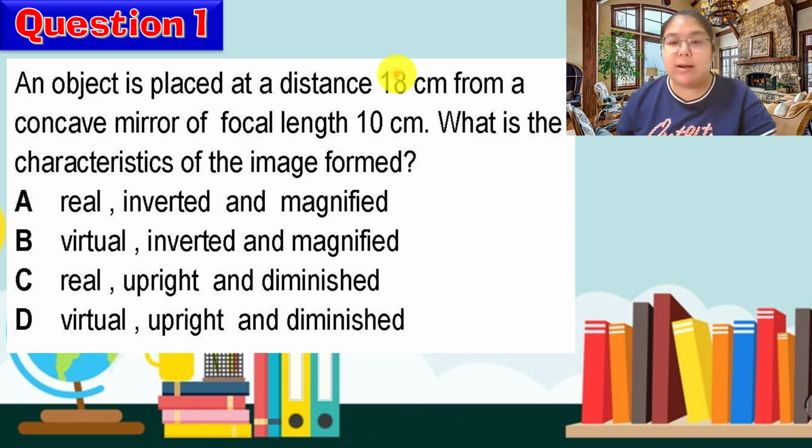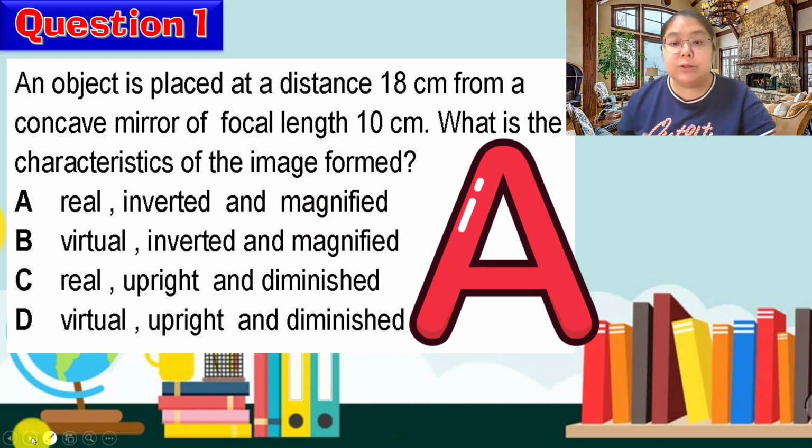So what is the characteristic? The characteristic means the object is already over the F. Over the F, surely it is a real image. So from here we find it: a real image only gives A and C. So remember, a real image, what is its partner? The partner must be inverted. So from here we find that answer A should be correct. It's real, inverted and also magnified. Okay, we check the answer. The answer should be A. Okay, then we go to the next one.